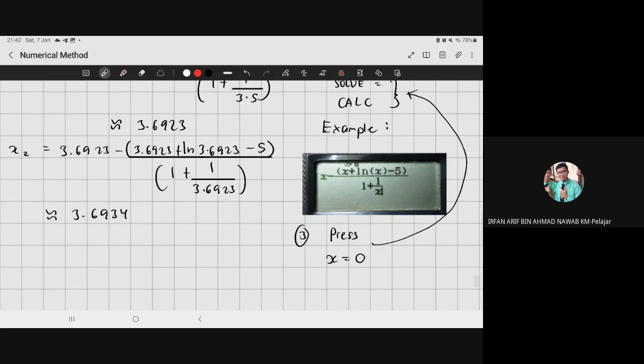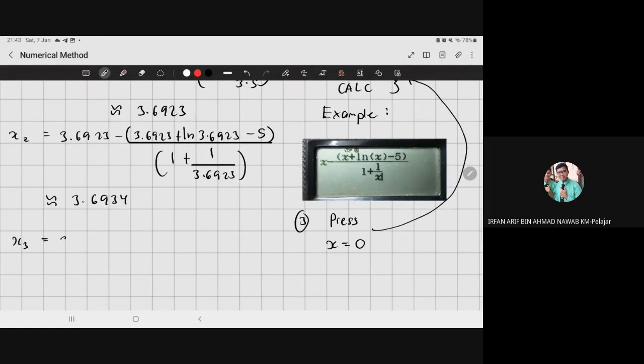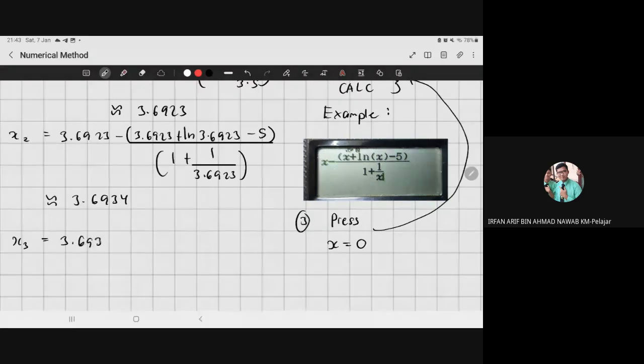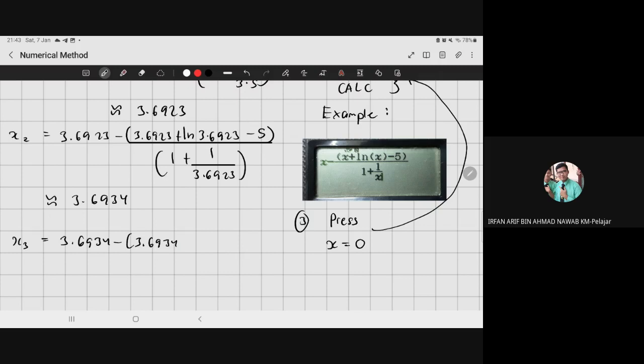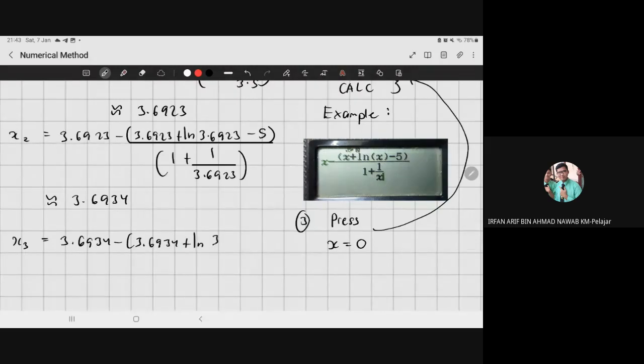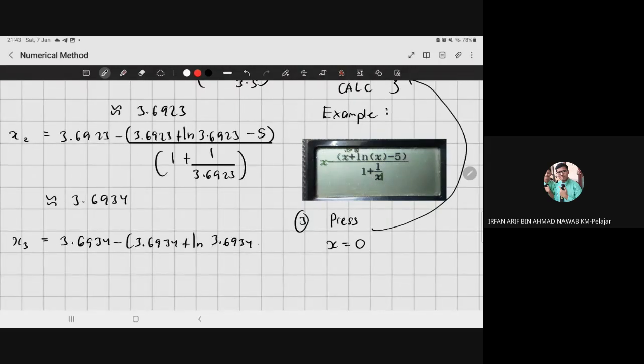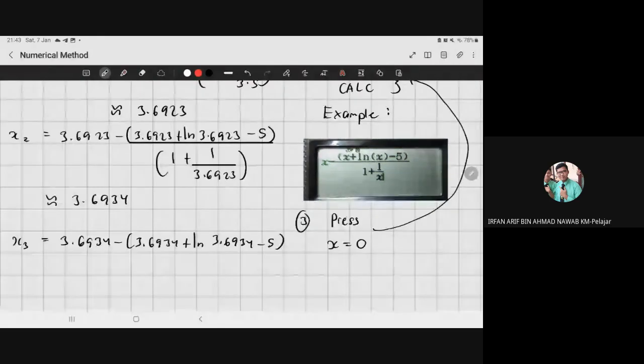So let's continue on this really painful journey by writing down this answer. x sub 3 equals 3.6934 minus 3.6934 plus ln of 3.6934 minus 5. By the way, I already asked my lecturer which topics will be featured in your PSPM, and I will share that list in our group later on.